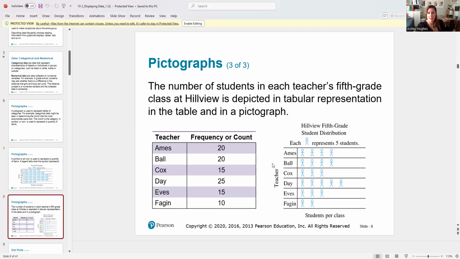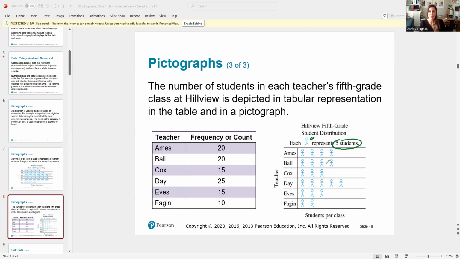We have an example of pictographs. This is an example of how you would change this frequency count into a pictograph. Here's a table. Ames, it says 20. That's how many kids are in her class. But then we could do that with a picture if we write it over here and ask, each of these little guys right here represents how many students? 5. So 5, 10, 15, 20 kids in Ames's class.